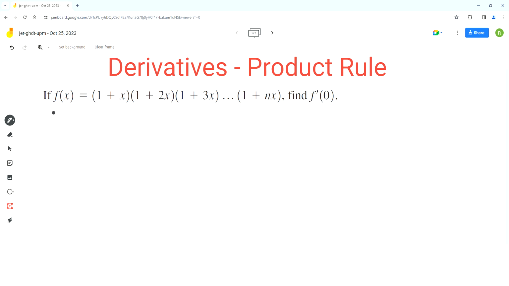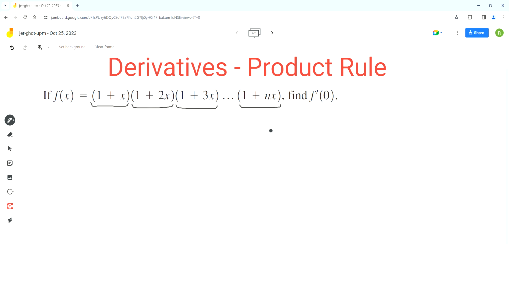Now this function is made up of multiple functions that are being multiplied. So the first function is 1 plus x, the second function is 1 plus 2x, and the third one is 1 plus 3x, and it continues all the way to 1 plus nx. So there are basically n binomials that are being multiplied. So for finding the derivative of this function, we'll have to use the extended product rule.